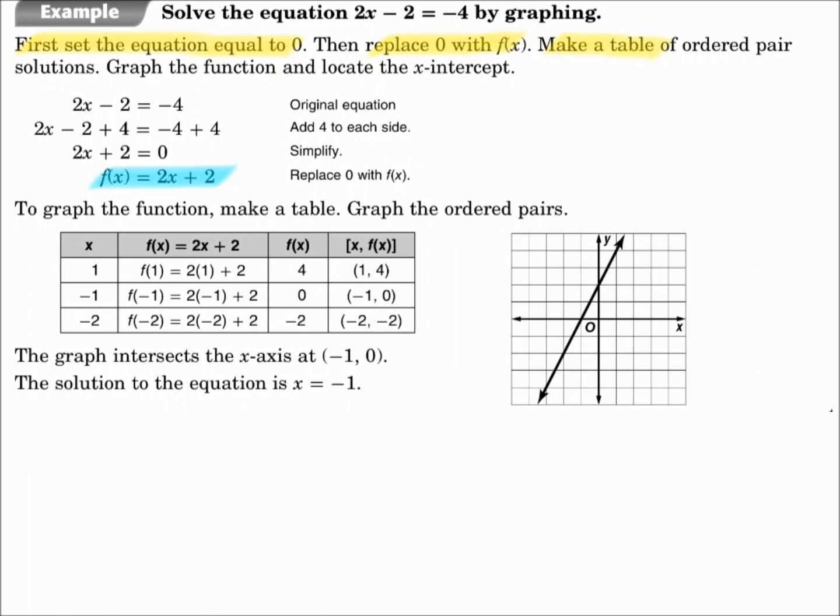Now make a table. Just like before, the first column is a set of x values. The second column is whatever y equals, which in this case is what f of x equals, because remember, f of x is the same as y. The next column is what f of x or y is. You just put that value once you've worked it out. And then the last column says x comma f of x. And that's just like saying x comma y, because remember, y equals f of x.